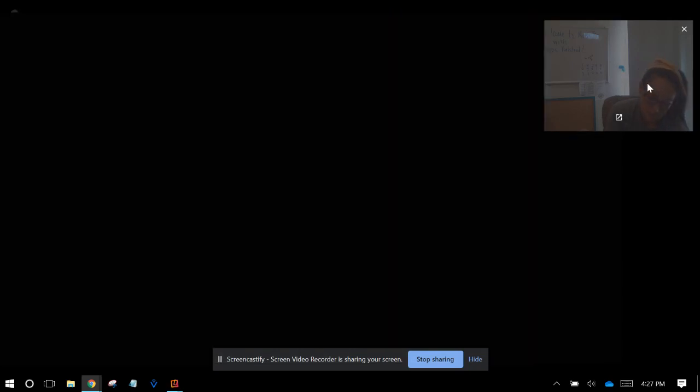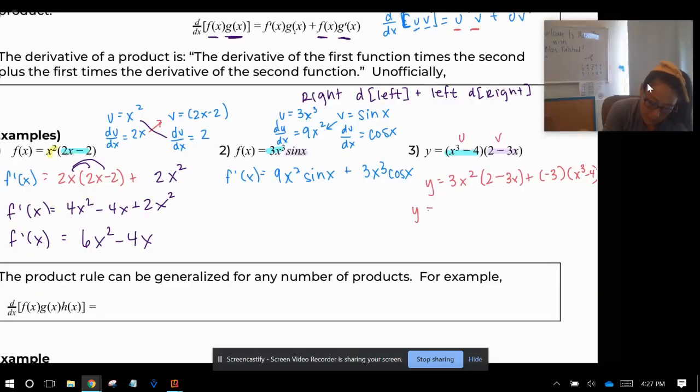All right, so we're going to simplify. Y prime is equal to 6x squared minus 9x cubed minus 3x cubed plus 12. Combine my like terms. Y prime, don't forget those primes, is equal to negative 12x cubed plus 6x squared plus 12.